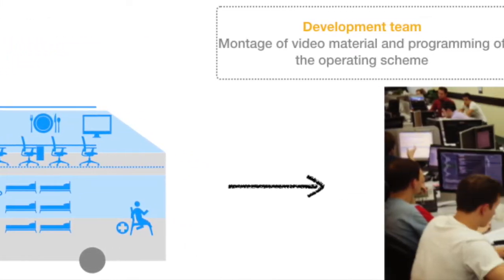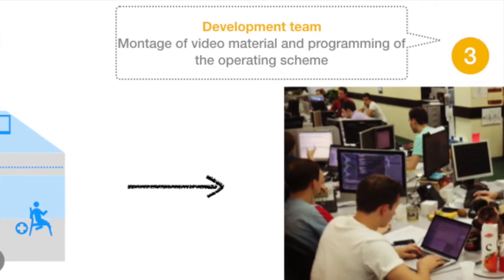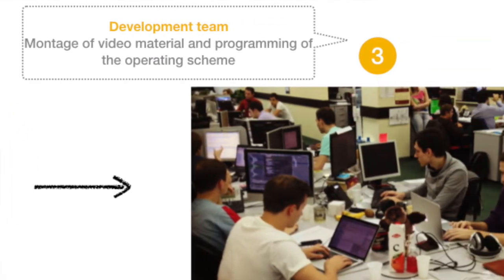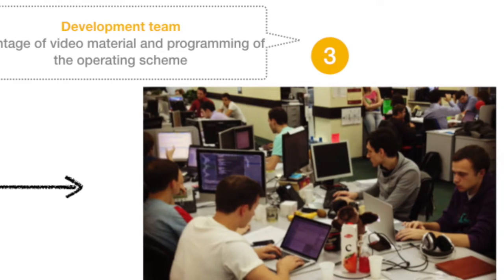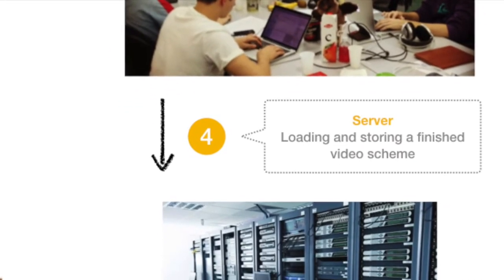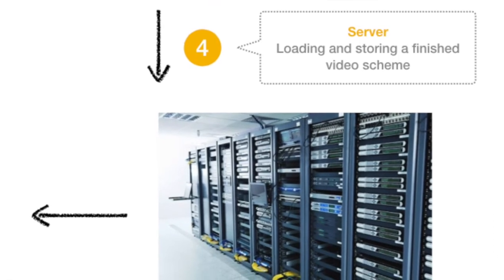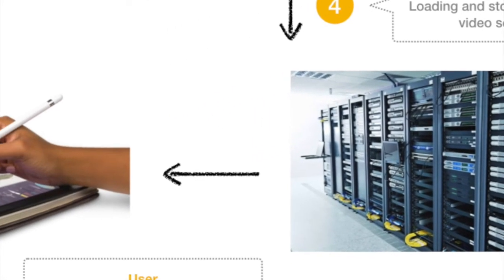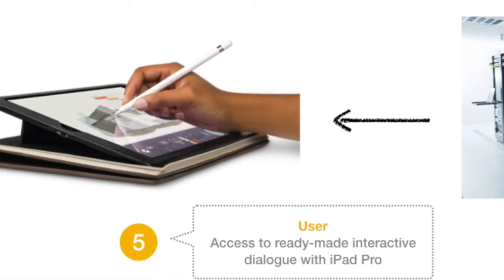Video material containing sequence diagrams and tags for placing voice files is sent to editing for a group of programmers. After the specialists have completed the work, the technical department uploads the video scheme to the server, and the finished video dialogue is ready to be downloaded to users' devices.